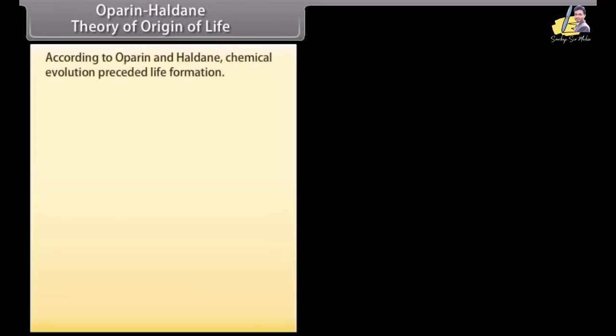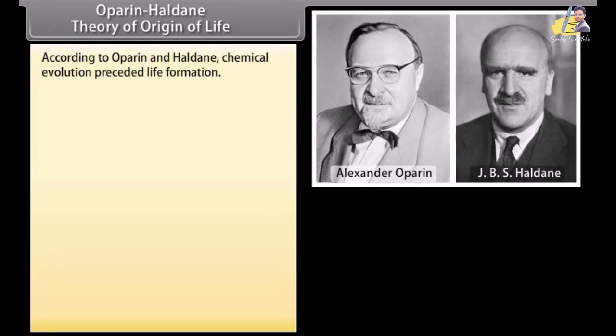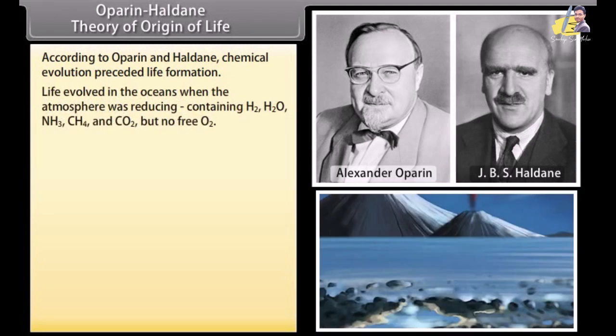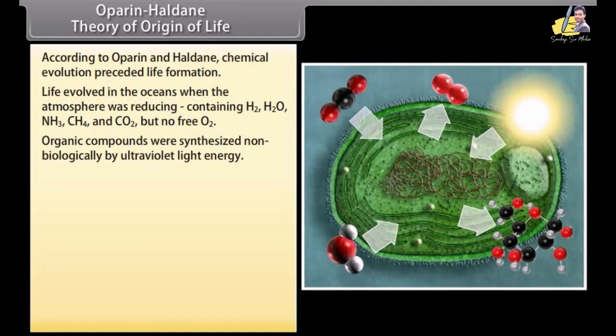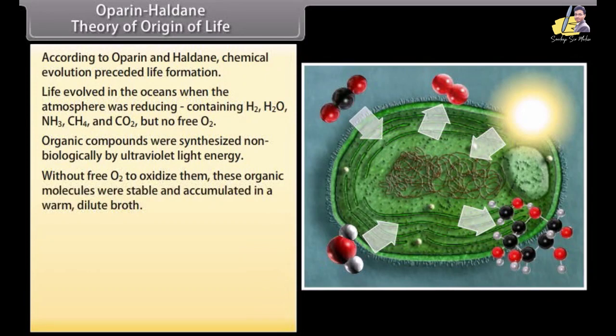Oparin-Haldane theory of origin of life. According to Oparin and Haldane, chemical evolution preceded life formation. Life evolved in the oceans when the atmosphere was reducing, containing H2, H2O, NH3, CH4 and CO2, but no free O2. Organic compounds were synthesized non-biologically by ultraviolet light energy. Without free O2 to oxidize them, these organic molecules were stable and accumulated in a warm, dilute broth.